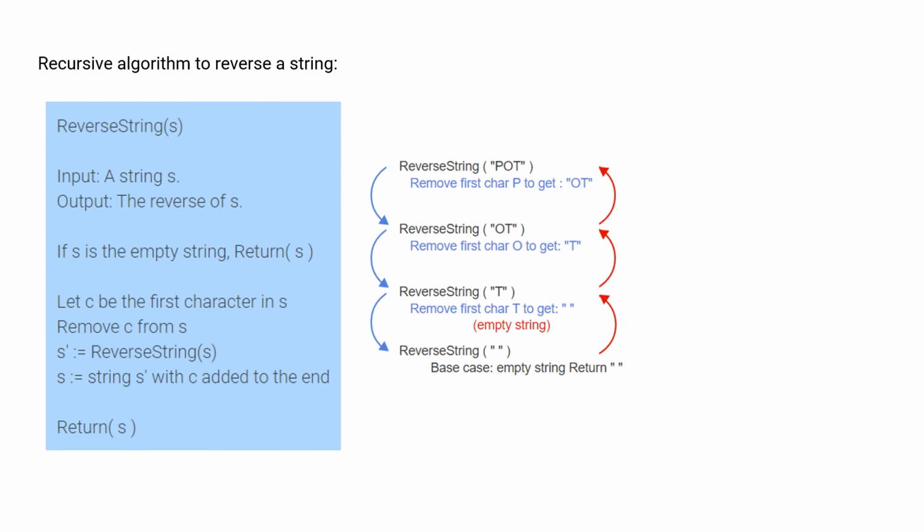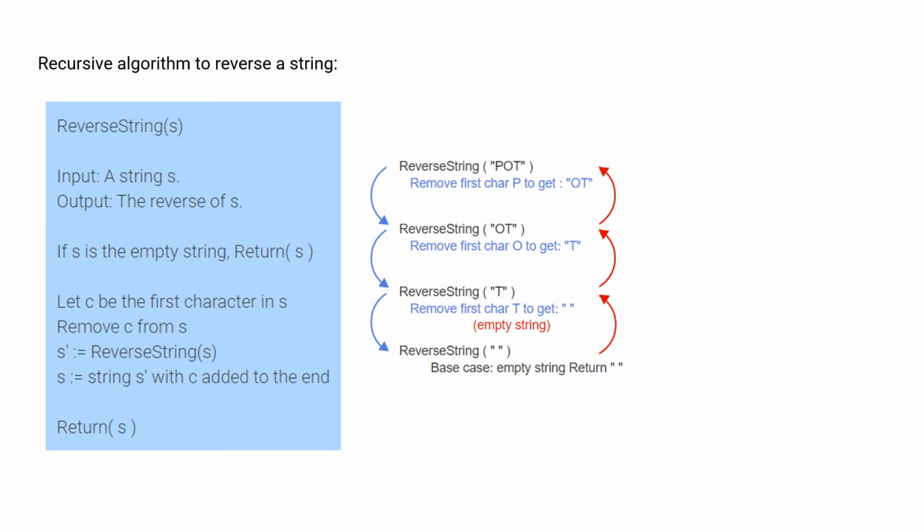Okay, here's another example of a recursive algorithm. This is an algorithm to reverse a string. So we're going to have an input of some string we're going to call S, and then the output should be the reverse of S. It should be putting all the characters in the opposite order. So down here it says if S is the empty string, return S.